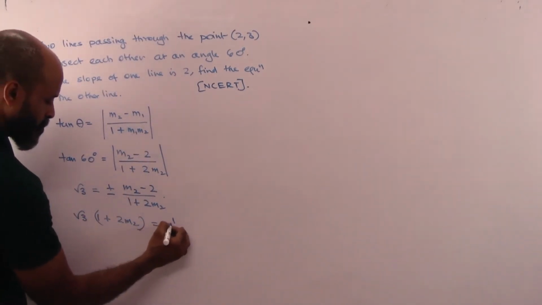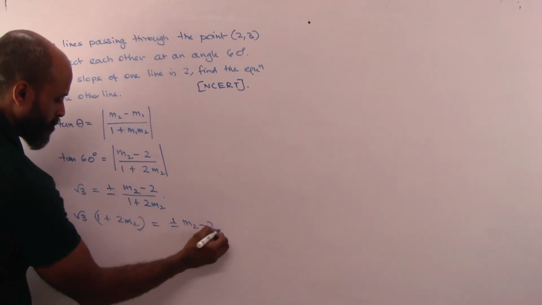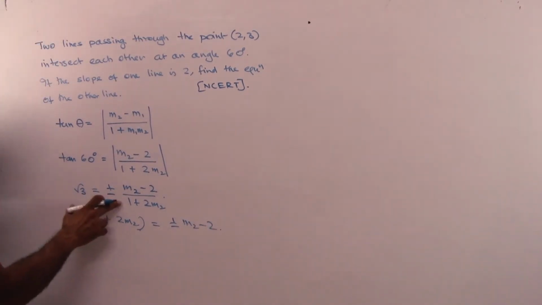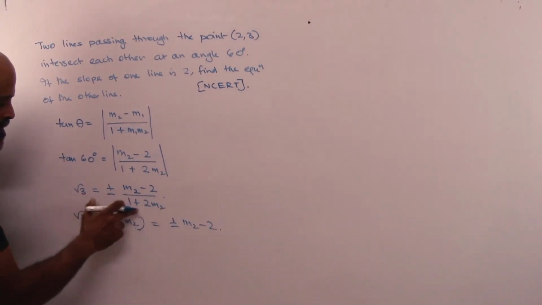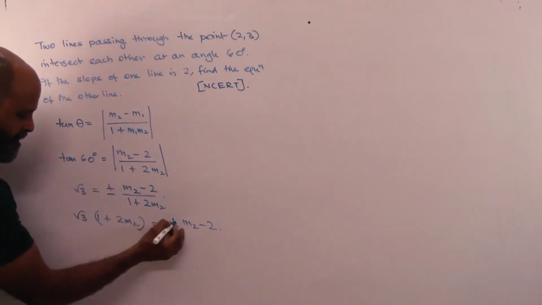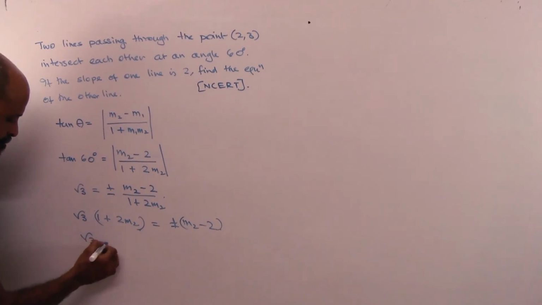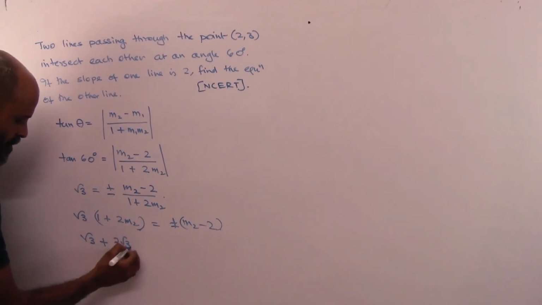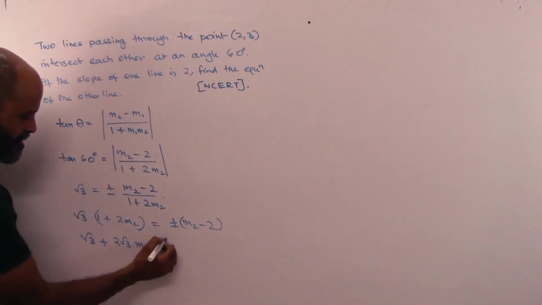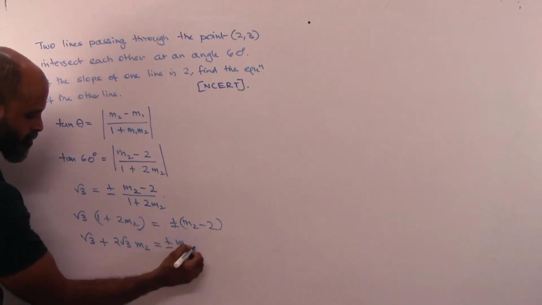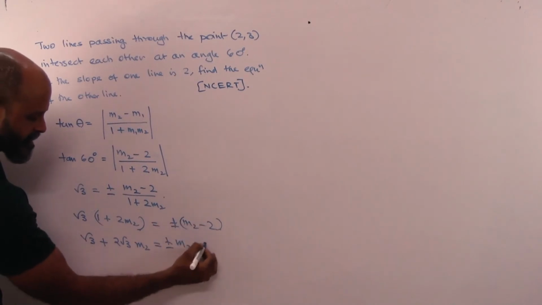This is equal to plus minus m2 minus 2. Okay. See, under root 3 into 1 plus m2, 1 plus 2 m2, and this will be plus minus m2 minus 2. Okay, so this will be under root 3 plus 2 under root 3 m2 is equal to plus minus m2, and this will be minus plus, right? Obviously the signs will change.